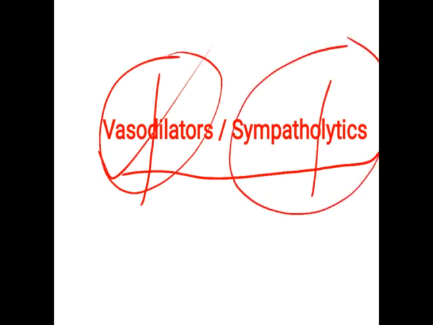So vasodilators and/or sympatholytics are two different parts. Vasodilators generally act directly on the blood vessels, they dilate the blood vessels. Sympatholytics are generally indirectly acting; they are responsible for inhibiting the activity of adrenaline on the alpha receptor and beta receptor, which are relevant in our syllabus.